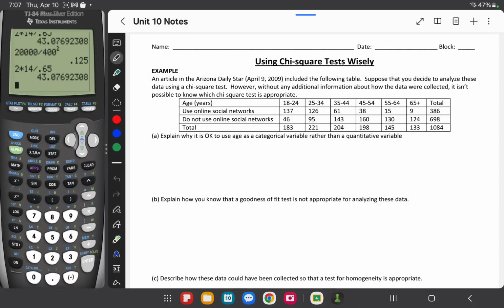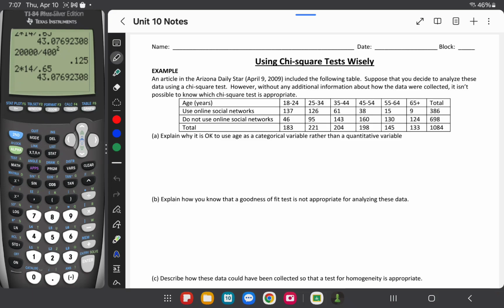All right, guys. So in this last section of Unit 10, we're going to talk about how to know when to use each of the chi-squared tests, and when would it be appropriate to use one versus the other, and how can you know based on the data that you're provided, as well as any background knowledge you have about the study itself.